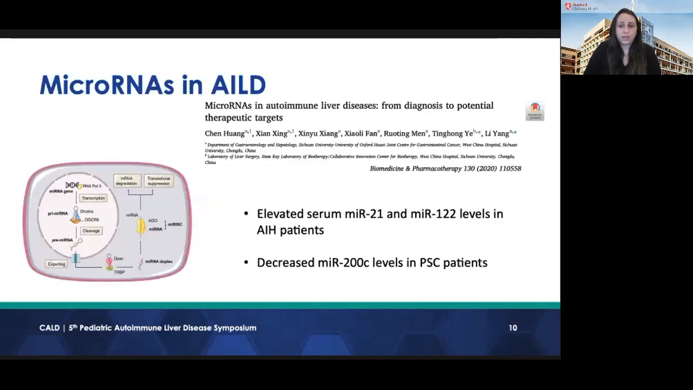This is a paper from Huang et al. in China. So in recent years, microRNAs have emerged as crucial components in the diagnosis and therapeutic applications for various autoimmune diseases, in that they participate in disease development. Now, microRNAs are types of non-coding RNAs that function mainly as regulators in numerous physiological and pathological processes. This study explored this and showed that there were elevated serum miRNA-21 and -122 levels in AIH patients and decreased miRNA-200 levels in PSC patients, indicating their diagnostic utility for use in autoimmune hepatitis.